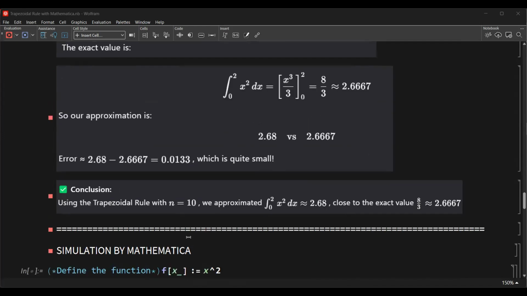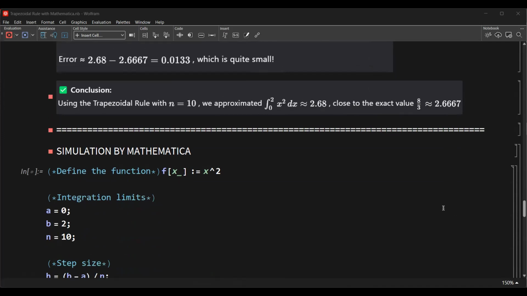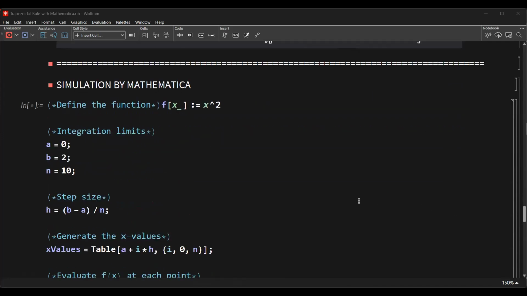So our conclusion here: using the trapezoidal rule with n equal to 10, we approximate the integral of x squared from 0 to 2 as 2.68. The exact value here is 2.667. Now, simulation by Mathematica here.